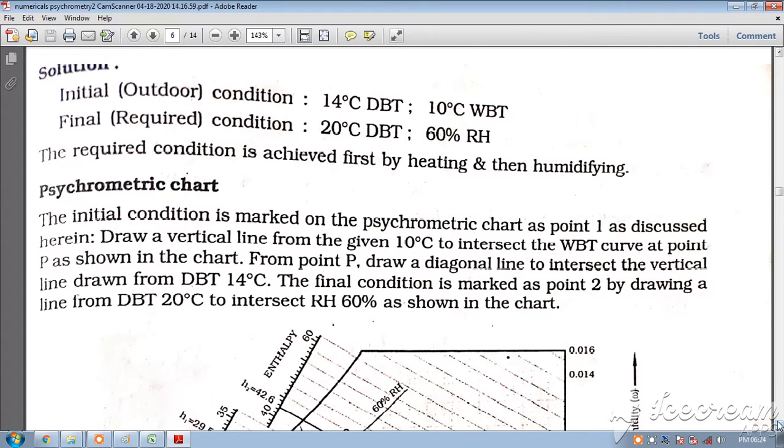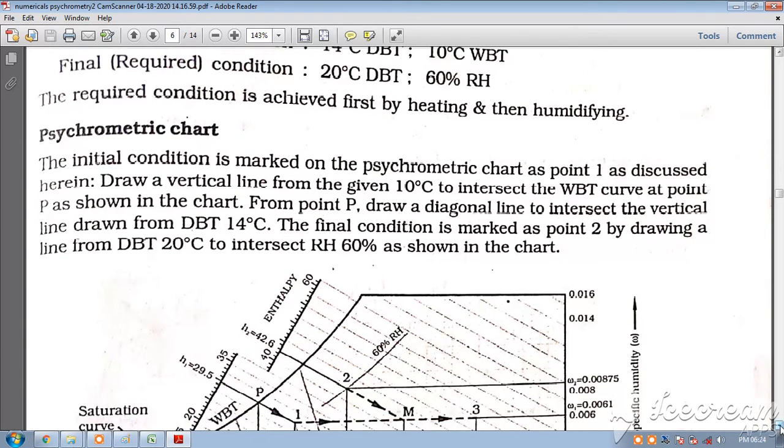Now let us see. Outdoor condition is 14 degrees centigrade dry bulb temperature and 10 degrees centigrade wet bulb temperature, and required indoor condition is 20 degrees centigrade dry bulb temperature and 60% relative humidity. Now first we will try to mark these two points, outdoor condition as well as indoor condition, on the psychrometric chart. So we will come to know many things directly by the chart itself. Now how will we mark? Again, 14 degrees and 10 degrees, and 20 and 60%.